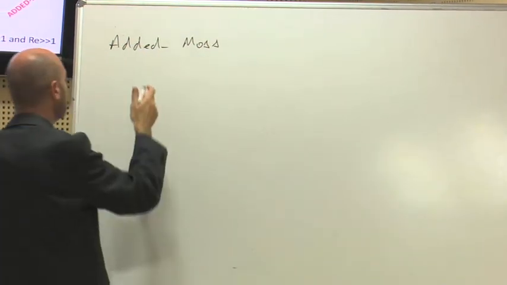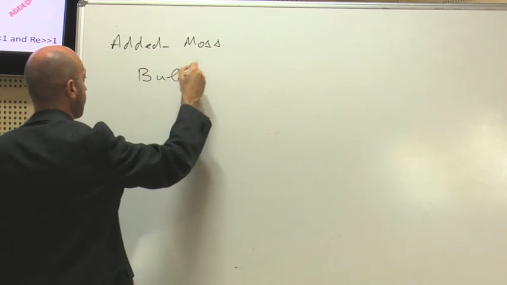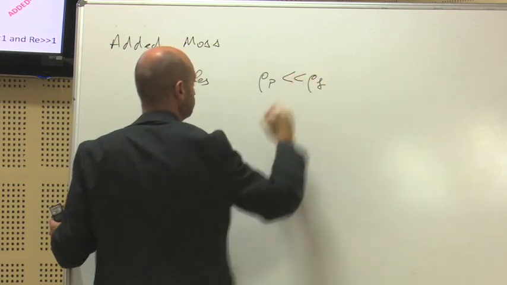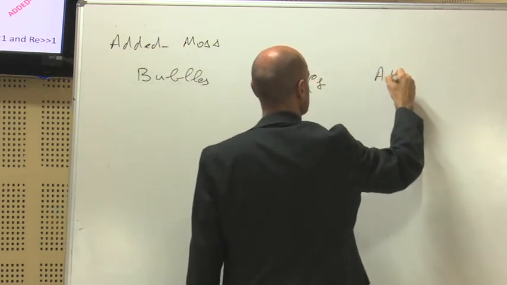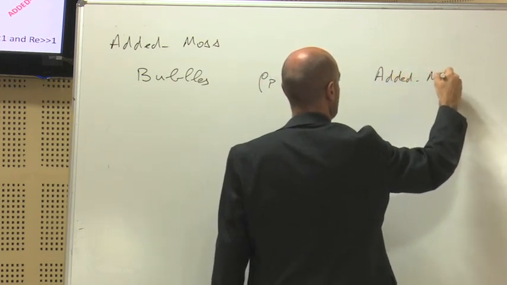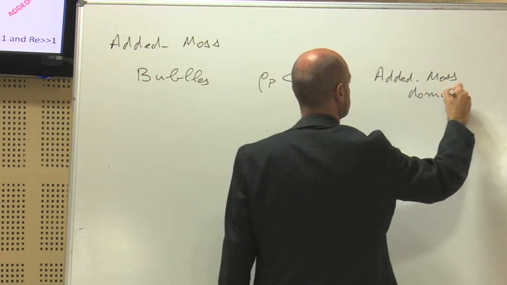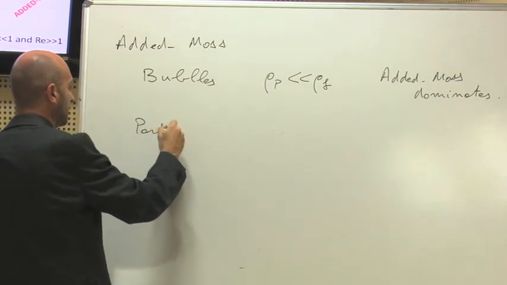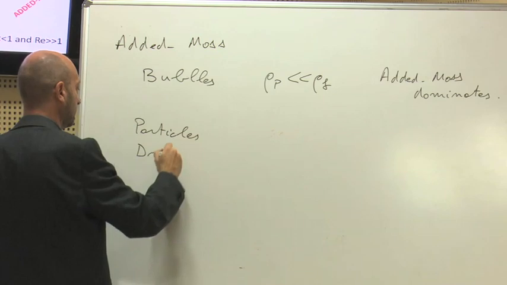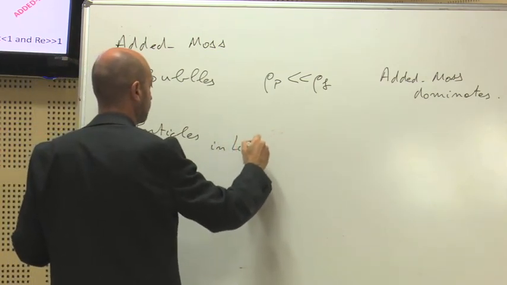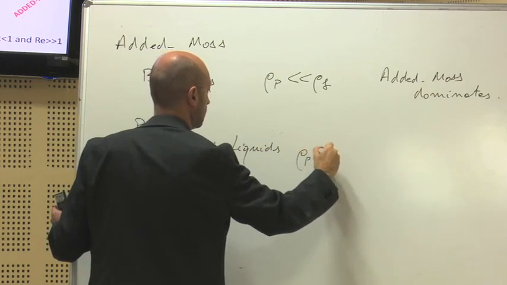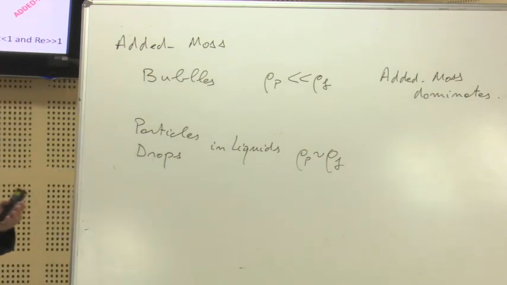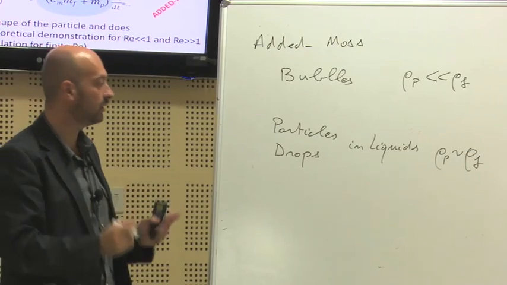has three regimes. So bubbles, rho p much lower than rho f, added mass dominates. Particles or drops in liquids, rho p and rho f are equivalent, you see, 1.1, 2, 0.8, 2.5, same order of magnitude.